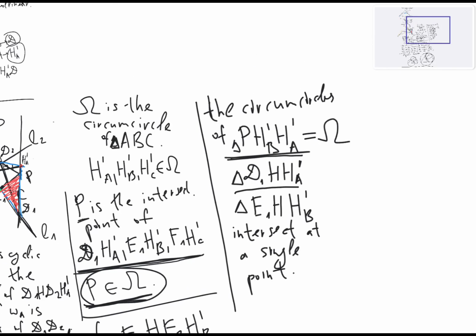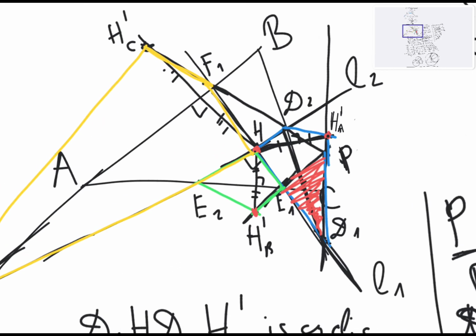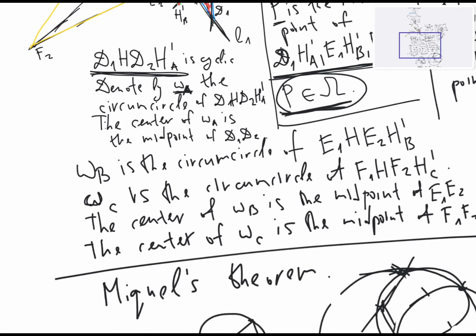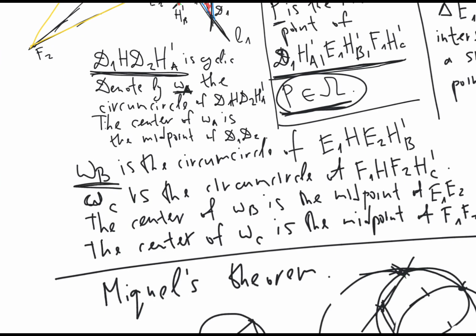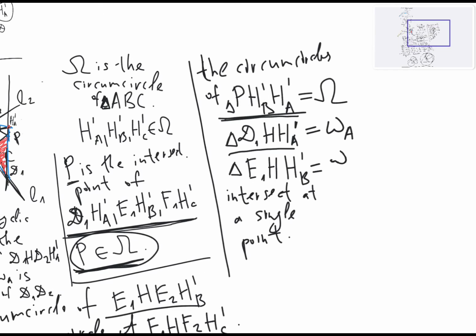So the circumcircle of this quadrilateral is omega A, and the circumcircle of this quadrilateral E1 H HB prime. So these are 3 points in the green quadrilateral. The green quadrilateral is a cyclic quadrilateral, and its circumcircle was denoted by omega B. This one. So this is omega B.